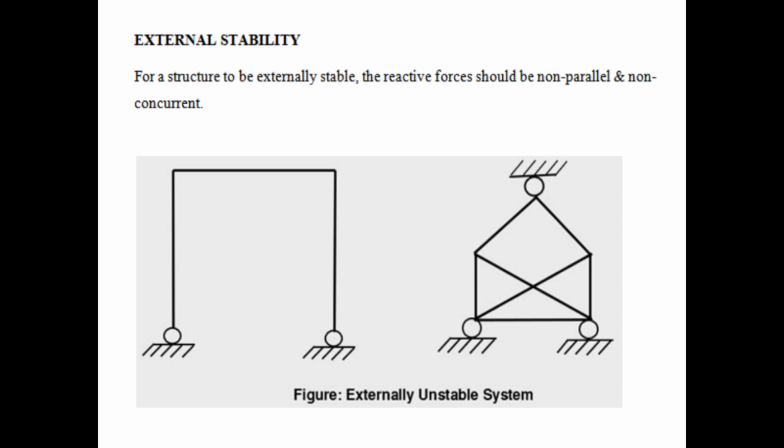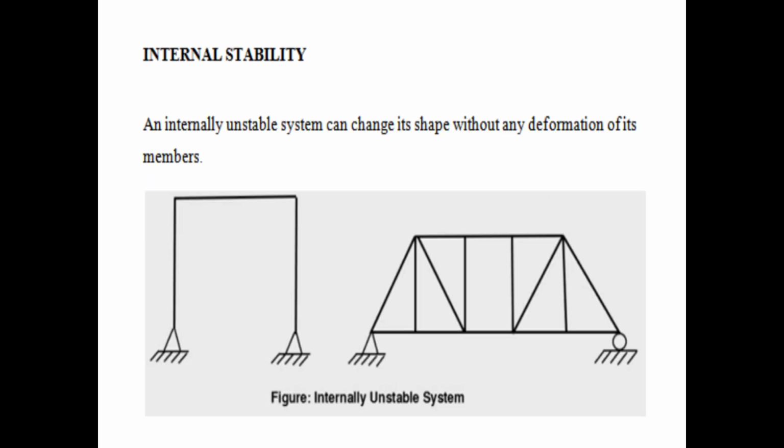First we can see the external stability. For a structure to be externally stable, the reactive forces should be non-parallel and non-concurrent. So this is the diagram, an externally unstable system. And next, internal stability. An internally unstable system can change its shape without any deformation of its members. So these are internally unstable systems, plane frames and trusses.